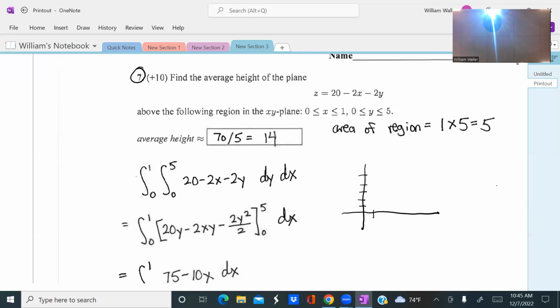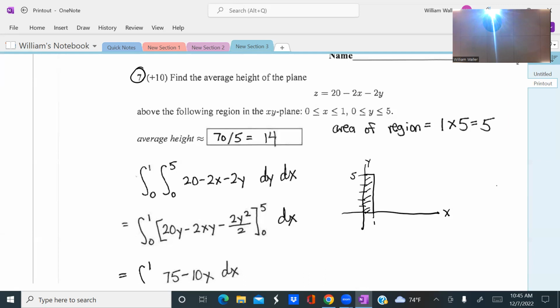So this rectangular region, x is going to 1, right? And y is going to 5. So you get this little thin strip like this as your region of integration. So to find the average height of the plane, you integrate this, you find the volume beneath this surface over this region, and then you just divide by the area of this region.